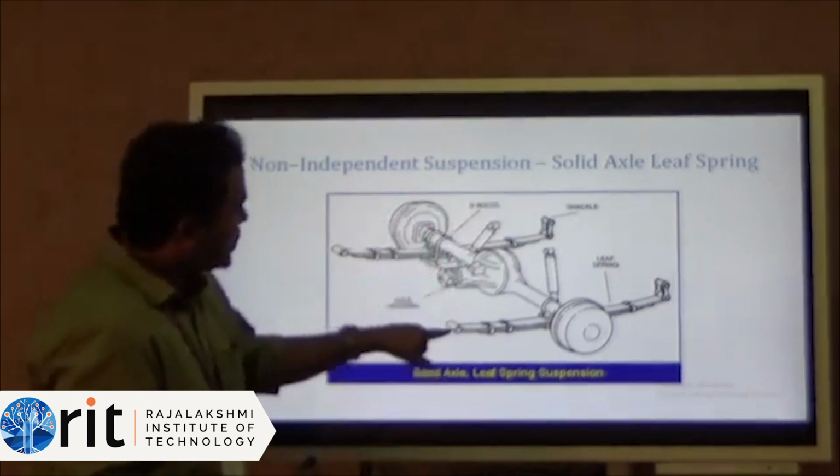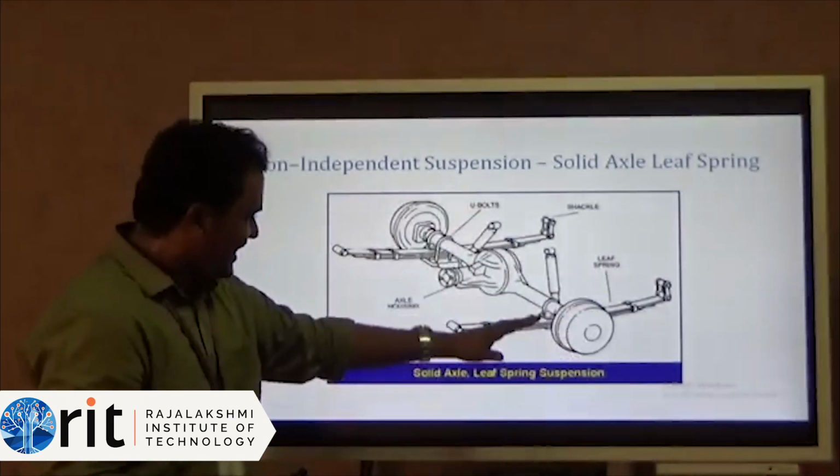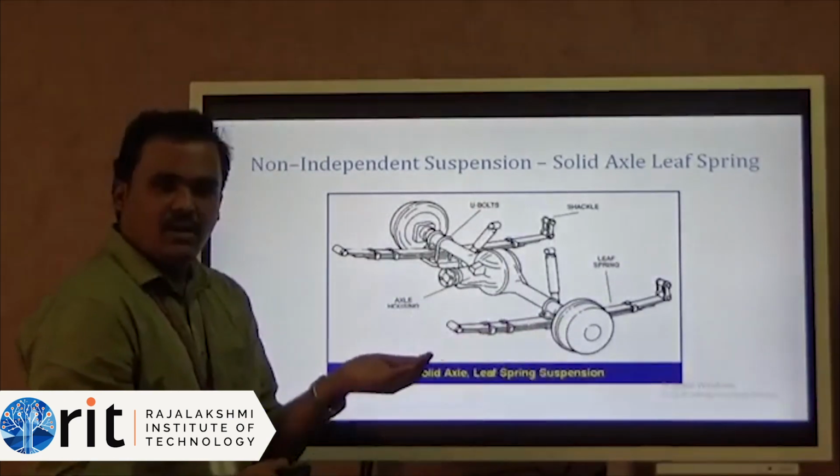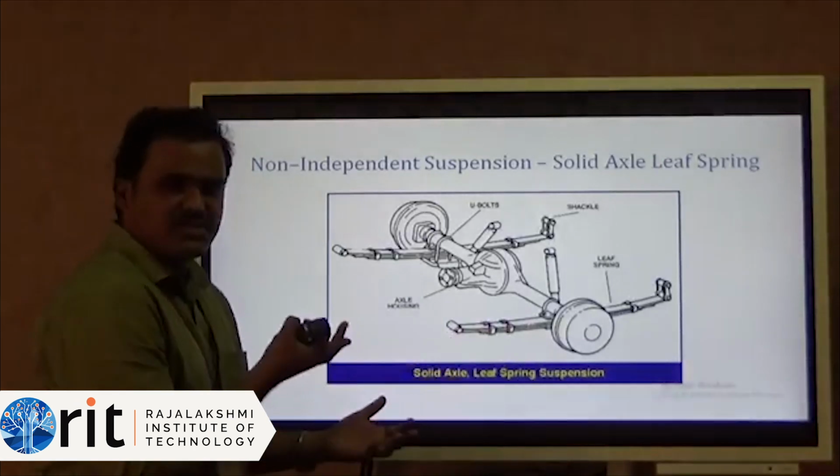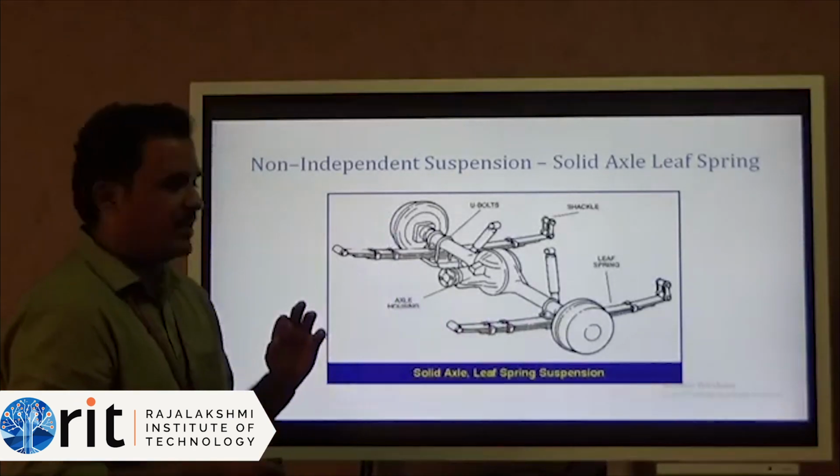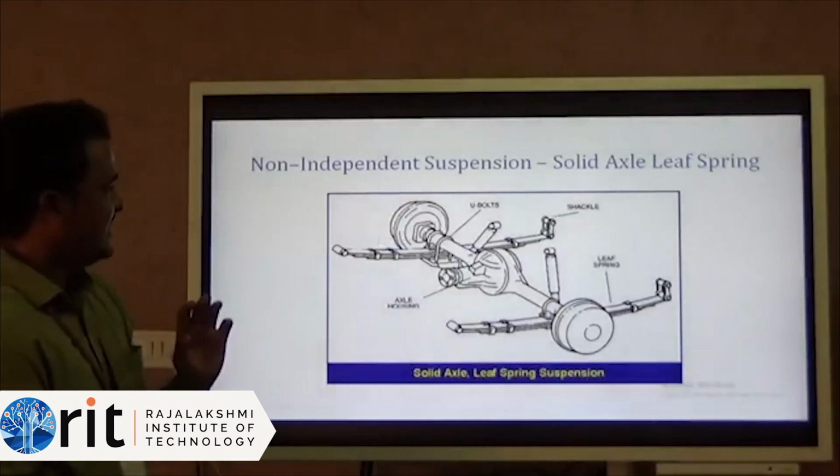Leaf spring, you know. These are several metal plates arranged in a group. The leaf spring will open up or close based on the bumps I encounter or based on the weight I am giving as an input. This is the solid axle leaf spring suspension.